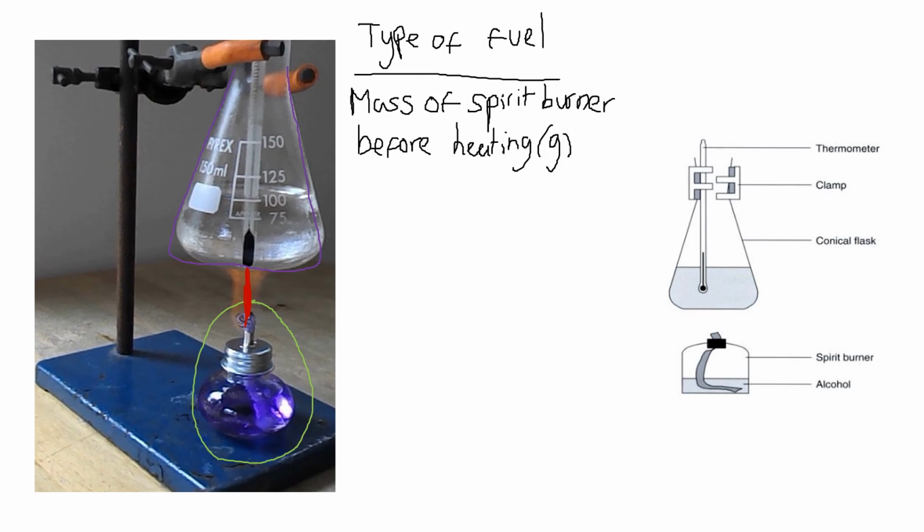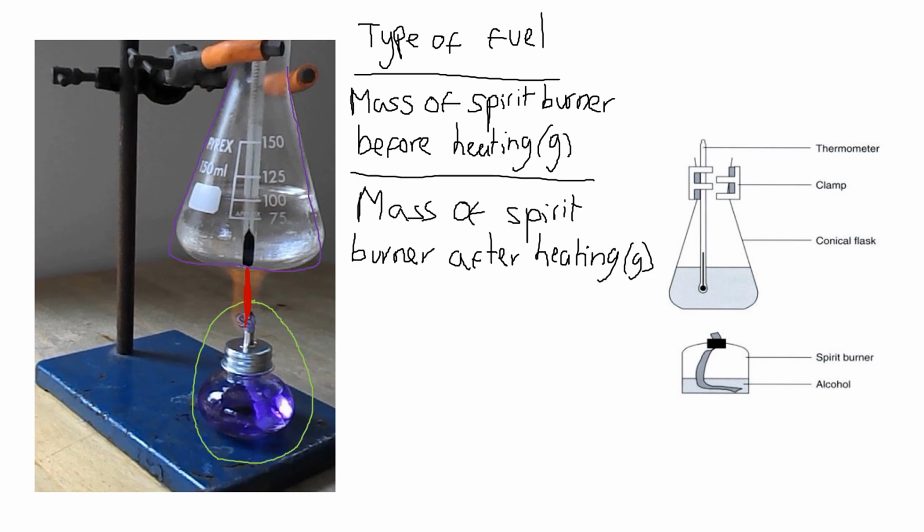Secondly, you need to know the mass of the spirit burner before igniting it. So the mass of the spirit burner before. And then you need to know the mass of the spirit burner after heating. Both of those are measured in grams. And what you'll find is that the mass of the spirit burner before is higher than the mass of the spirit burner after heating. It's lost mass because you've burned some of the fuel. And the difference between these two values will tell you the mass of the fuel that was burned. So you need to know that.